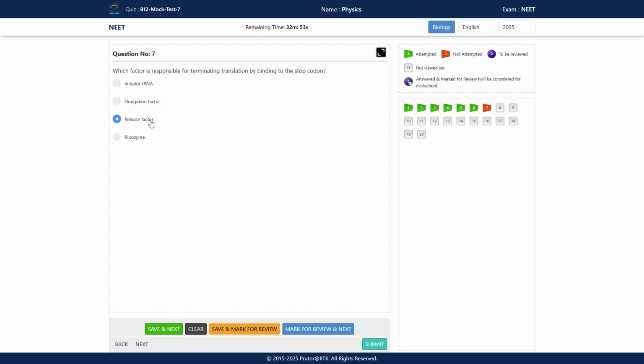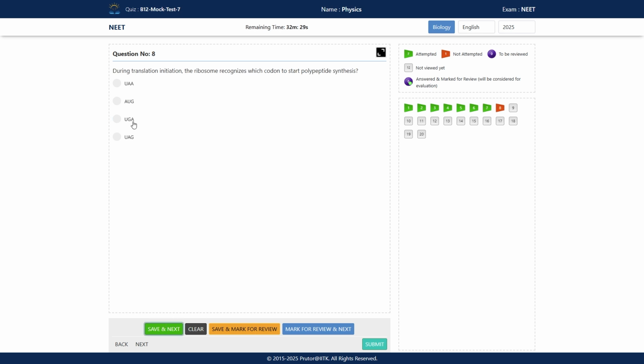Option number C will be the correct answer here. Release factors, they bind to the stop codons. So basically stop codons do not code for any amino acid. Okay, so during the termination of translation, these release factors bind to the stop codons and this initiates the termination of the translation.